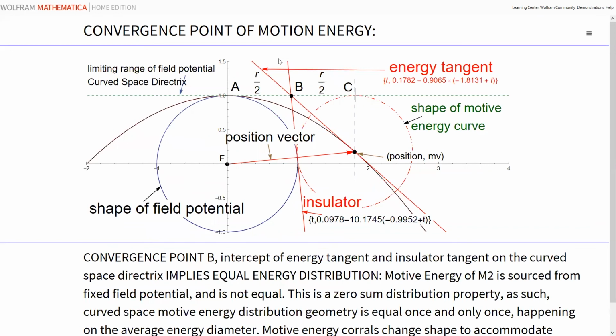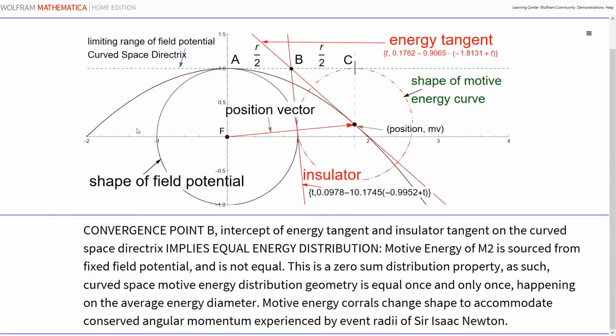Convergence point of motion energy. Convergence point B, the intercept of the energy tangent on the insulator tangent in the curve space direction, implies equal energy distribution. Motive energy of M2 is sourced from fixed field potential, which is not equal. This is a zero-sum distribution property. As such, curve space motive energy distribution geometry is equal once and only once, happening on the average energy diameter. Motive energy corrals change shape to accommodate conserved angular momentum experienced by event radii of Sir Isaac Newton. That completes my presentation.